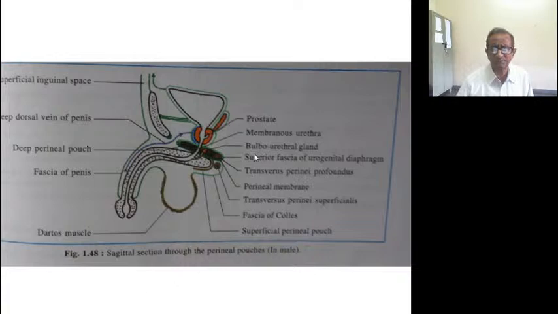So here we are showing the fascia of the perineum, and this is the transverse perineal superficialis. This is the perineal membrane. This is the transverse perineal profundus. And this is the superior fascia of the urogenital diaphragm. The perineal membrane, as it comes out, divides into two parts. One goes along the transverse perineal profundus and joins the superior fascia of the urogenital diaphragm. The other encircles the transverse perineal superficialis muscle and joins the fascia of the perineum, I mean the superficial layer.